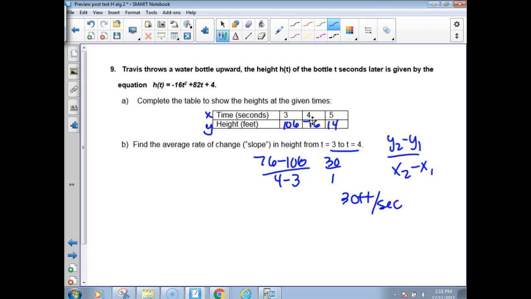If you'd done it, the rate of change over 3 to 5 seconds, oh, and by the way, that was negative, right? It's coming down. Okay, if we did, I forgot to put my sign on there. If you did like from 3 to 5 seconds, you'd be doing 14 minus 106 over 5 minus 3, and you would have had to divide by 2. Okay. Any questions about that?